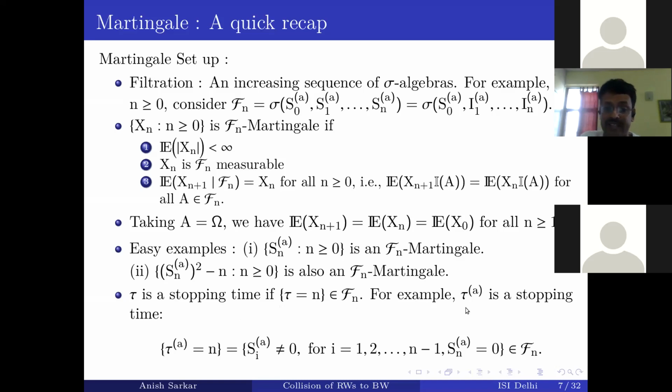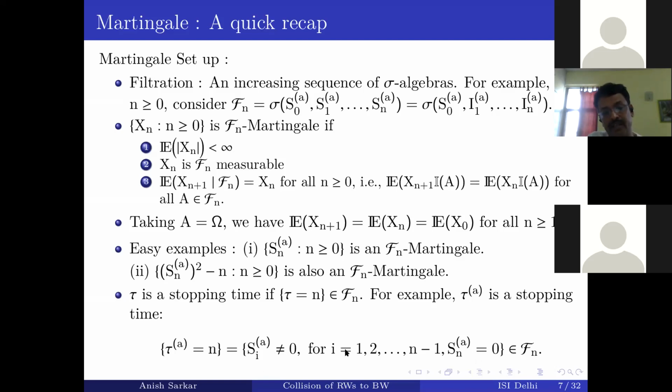For example, we have defined this stopping time: the first time, starting from A, that Sn becomes 0. So this is essentially the event tau A equal to n. It is that the random walk was not equal to 0 for i equal to 1 to n minus 1, and Sn equals 0. So this is an event in terms of just S0, S1, up to Sn.